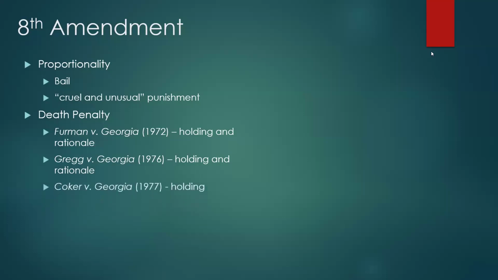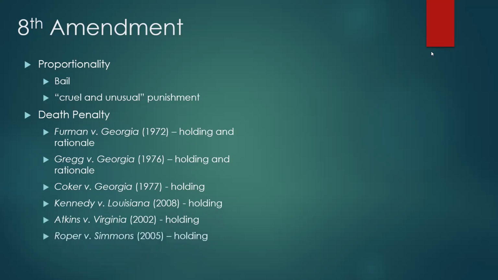We've got a few other cases to look at where the particular sentence was determined to be cruel and unusual. The death penalty, this is in the Coker case, the holding, the death penalty cannot be imposed for rape of an adult woman. In the Kennedy case, the death penalty cannot be imposed for the rape of even a child. The Atkins case, the death penalty cannot be imposed on a defendant who is mentally retarded. The Roper case, the death penalty cannot be imposed upon a defendant who was a juvenile under the age of 18 at the time of the offense.